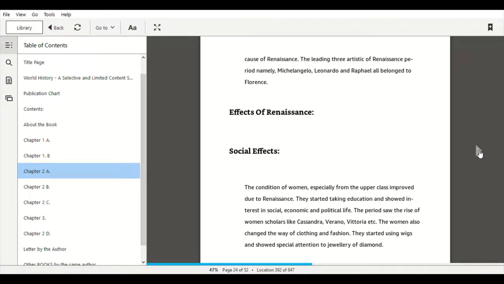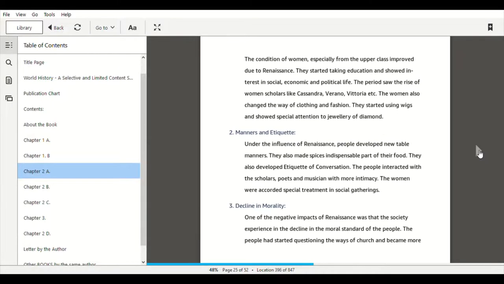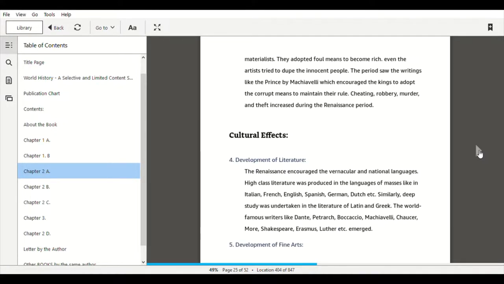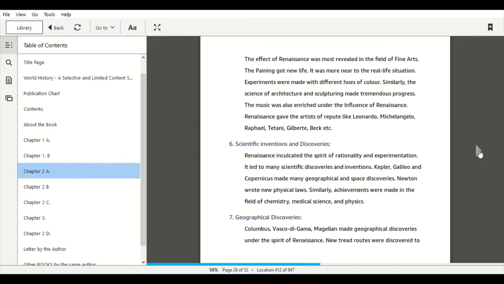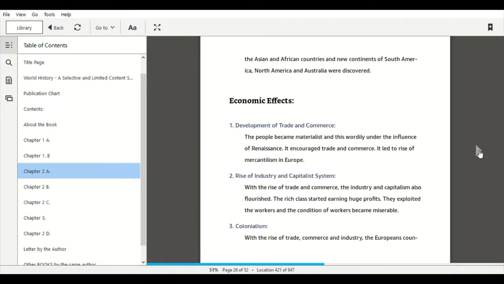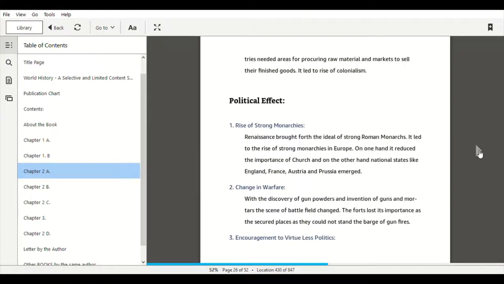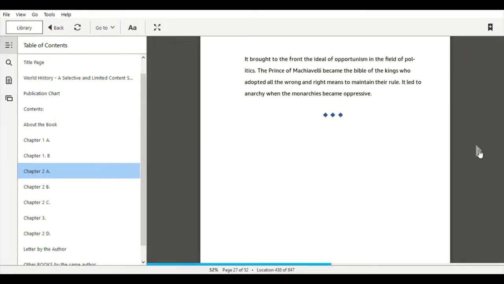Similarly, the effects of Renaissance. Sometimes a question comes which only asks for the effects of Renaissance. There, this aspect is covered under this topic. The social effects, which I have further divided into points, the cultural effects, again divided into points, economic effects, again divided into points, political effects, again divided into points.